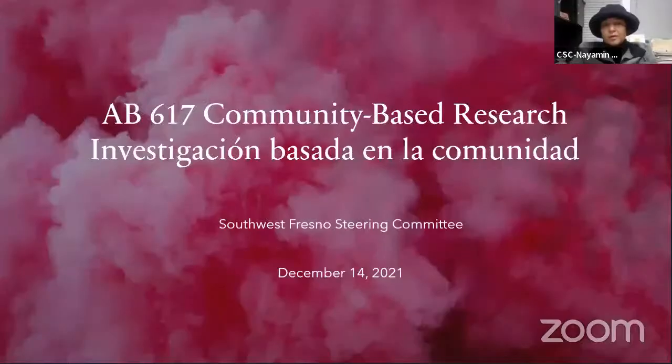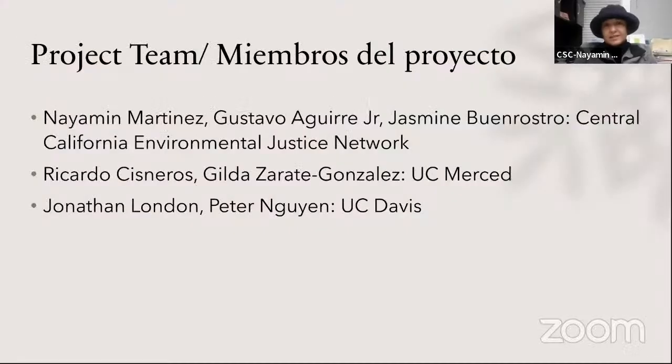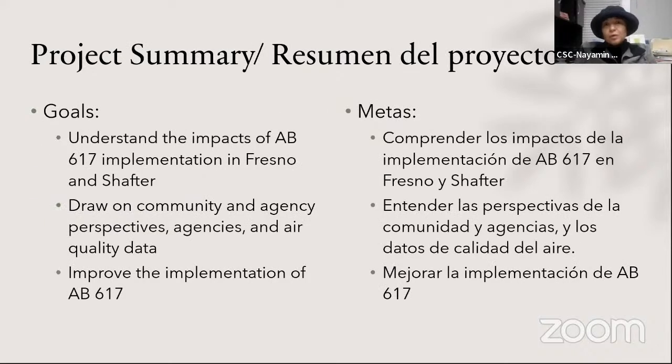So, okay, it is a mouthful, but basically we are working together as part of this interdisciplinary research project. And we just started. The team is formed by Dr. Cisneros, who is working at the University of Merced, along with Hilda Zarate Gonzalez. From UC Davis, we have Dr. Jonathan London and Peter Nguyen. And then with CCJN is myself, Gustavo Gray Jr., and Jasmine Buenrostro. So why are we doing this?